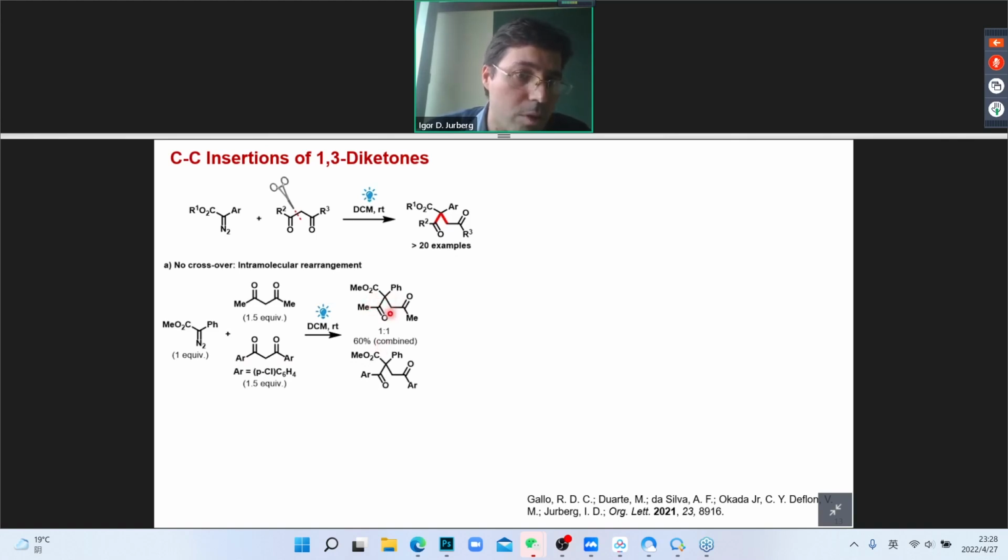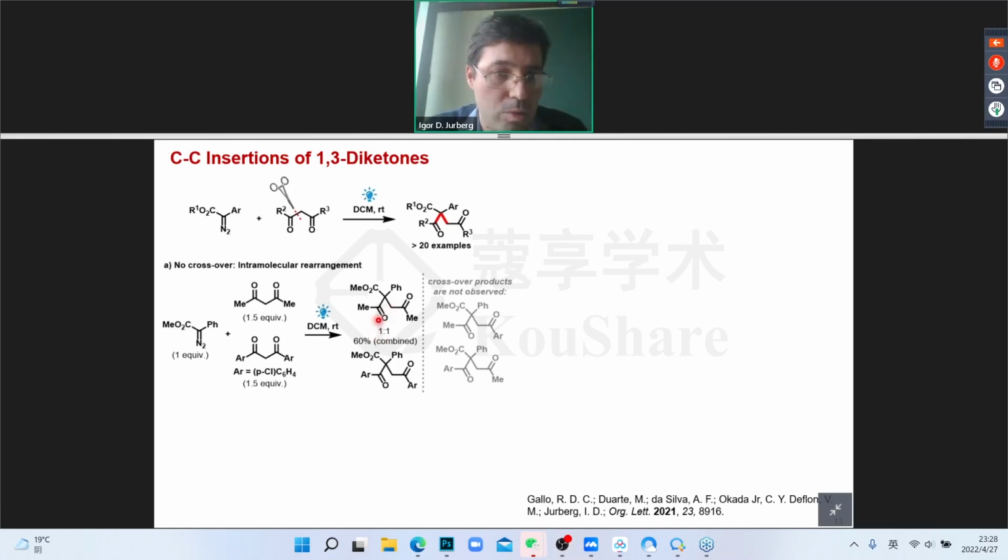Here, you don't observe crossover products. Okay? You don't observe anything like this. Because you don't observe any crossover, you observe a 1-to-1 mixture of compounds in 60% combined yield. Because you don't observe the crossover, this is a strong argument in favor of an intramolecular rearrangement.